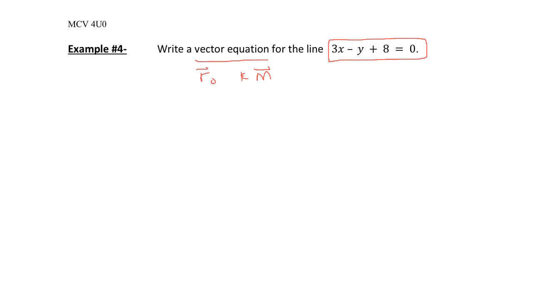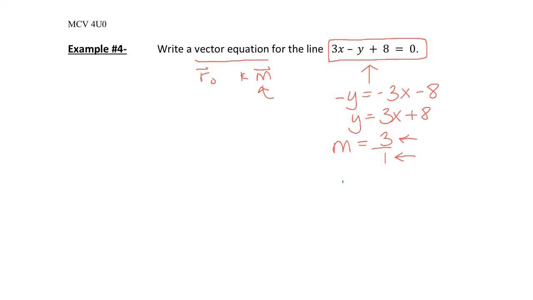So I can get the direction vector from the slope. So taking a look at this equation, I'm going to rearrange this into slope y-intercept form. So I have -y is equal to -3x minus 8. Y is equal to 3x plus 8. So my slope is equal to 3/1. And remember, so this is our rise and this is our run. So from that, I can get my direction vector, which is 1, 3.